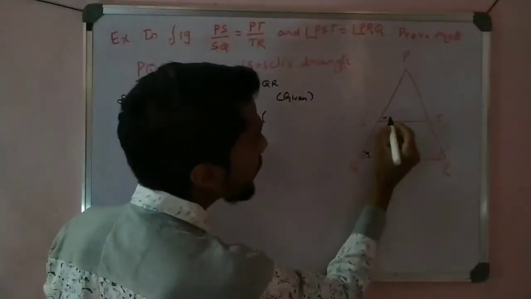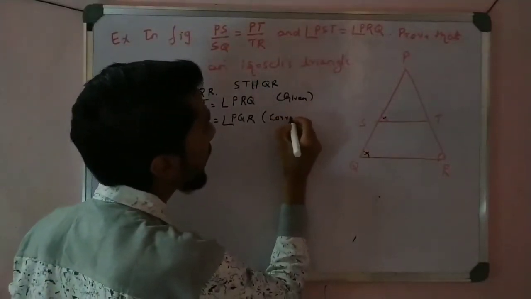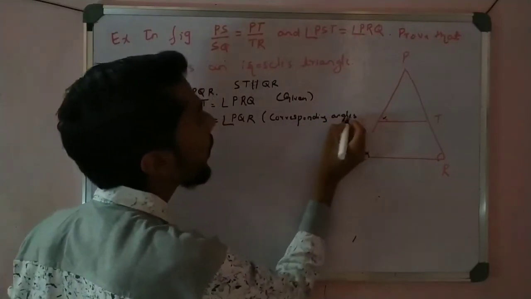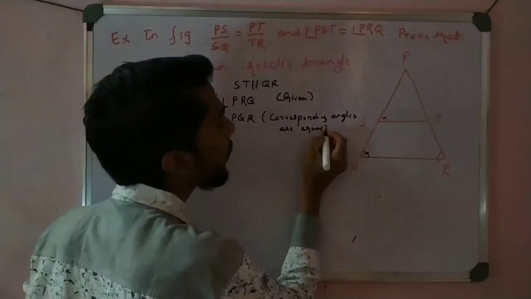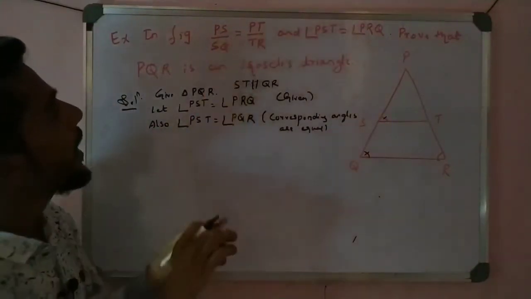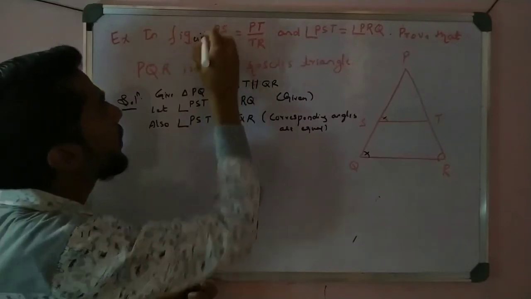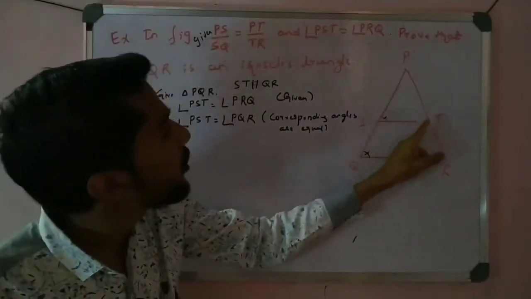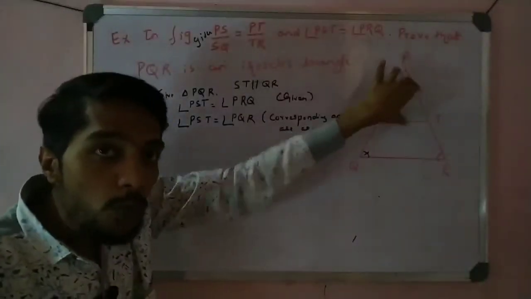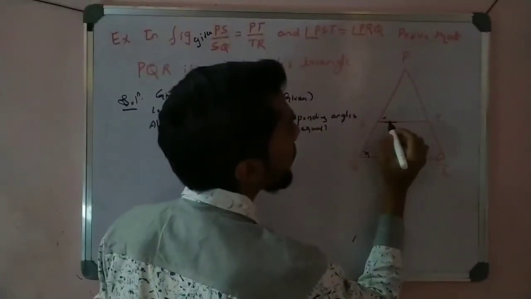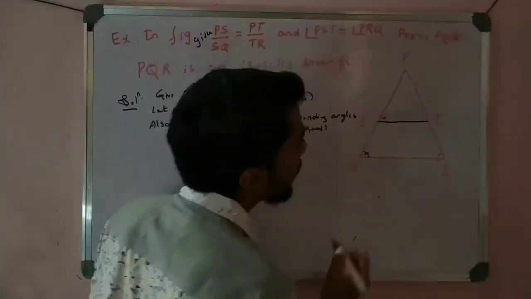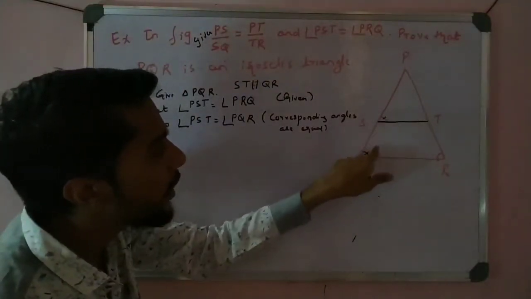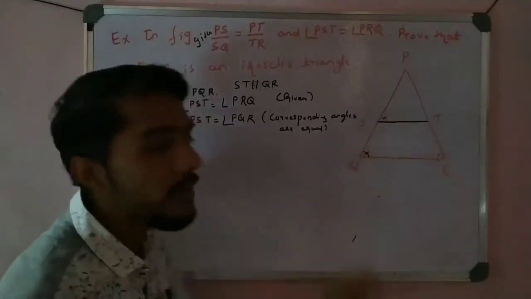So these are parallel lines, and what about this angle? Corresponding angles are equal. Again I repeat: given is that the PS side has equal ratio with the SQ side and the PT side has equal ratio with the TR side. If the sides are in equal proportion, by the theorem the lines are parallel. Then angle S and Q are called corresponding angles, and angle T and R are called corresponding angles.